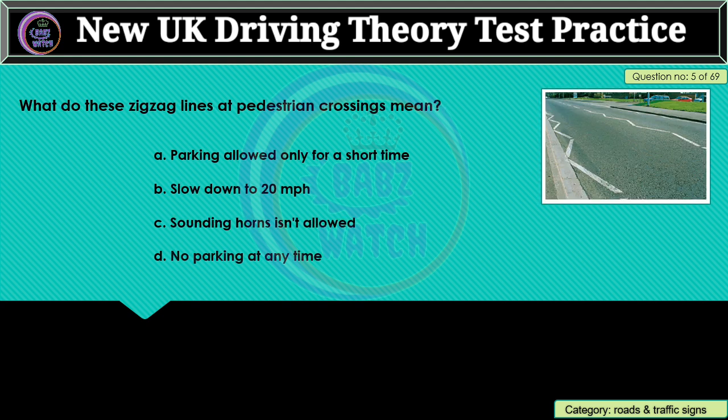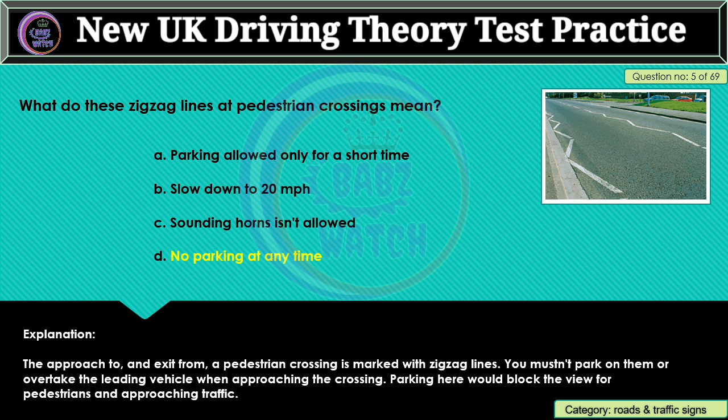Question 5 of 69. What do these zigzag lines at pedestrian crossings mean? A. Parking allowed only for a short time. B. Slow down to 20 miles per hour. C. Sounding horns isn't allowed. D. No parking at any time. The correct answer is D. No parking at any time.